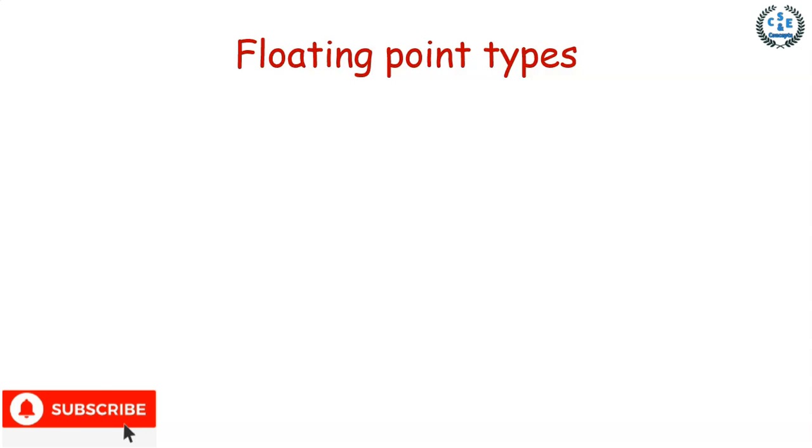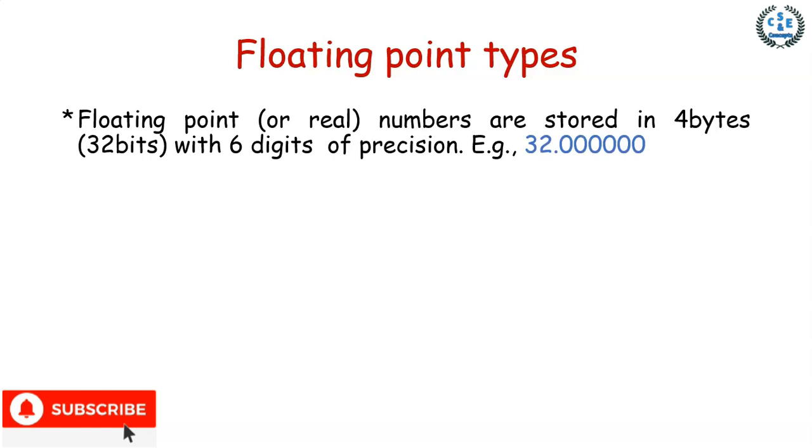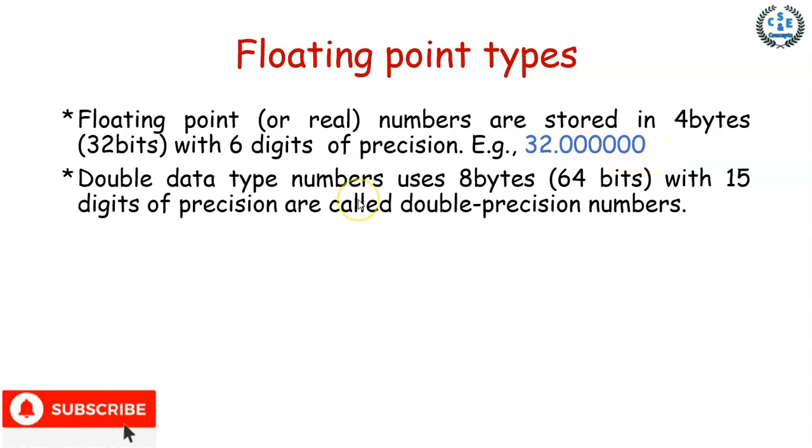So next, let's see what are floating point data types. Float is a data type that supports floating point numbers, and it is stored in 4 bytes of memory, and it has 6 digits of precision. For example, if I take 32 as a floating point number, it is expressed as 32.000000, 6 zeros in the decimal part.